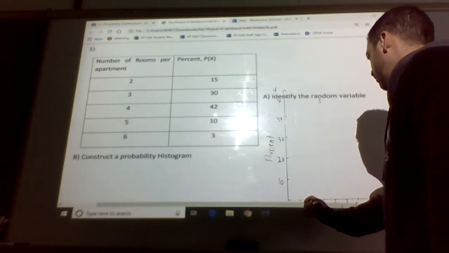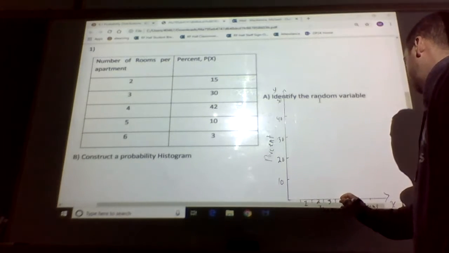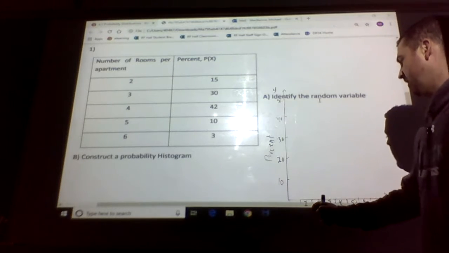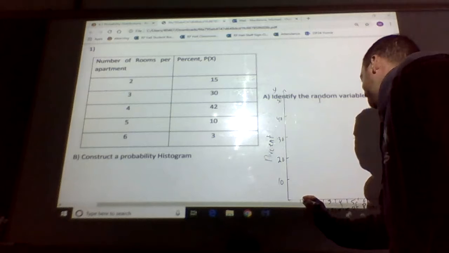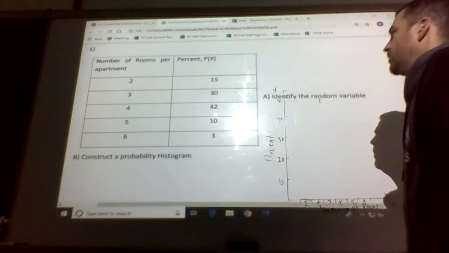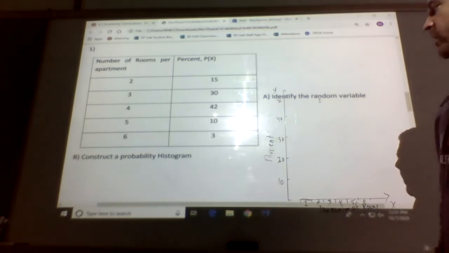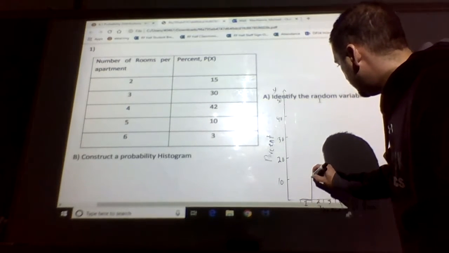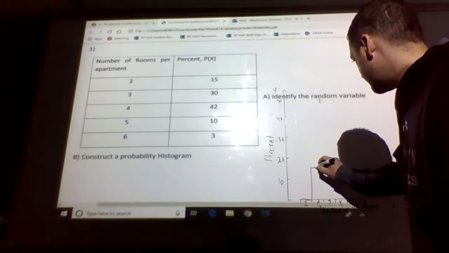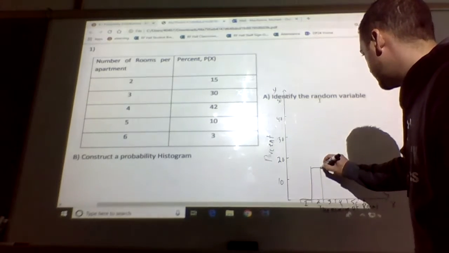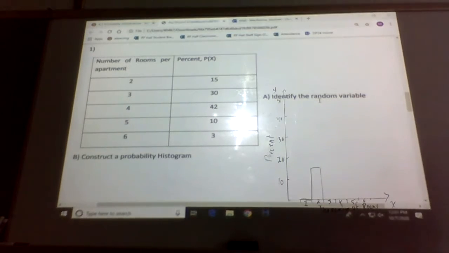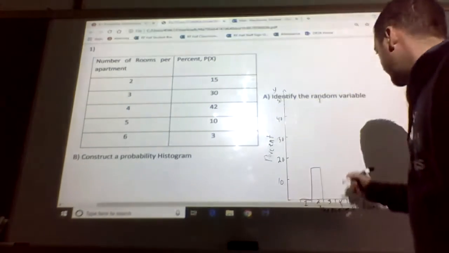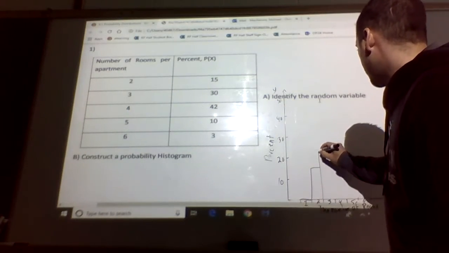So this would be 1 room, 2, 3, 4, 5, and 6. We don't have any ones, so it'll be 0, which is nothing. So we have 2 rooms in an apartment, and that's 15%. So we're going to draw a bar up to 15%, like such. Then we're going to draw a bar for 3 rooms, so that goes up to 30. So we're going to have a bar up to 30.